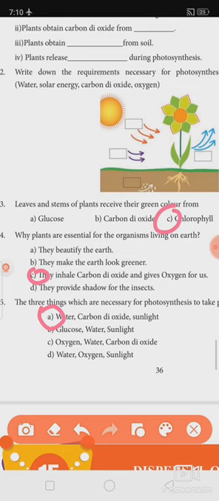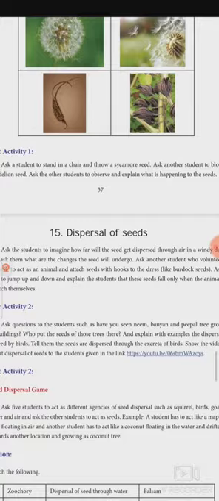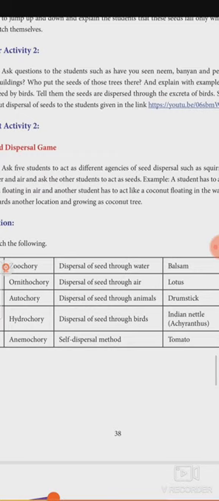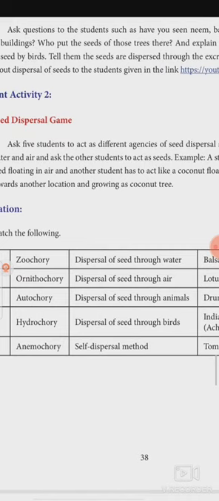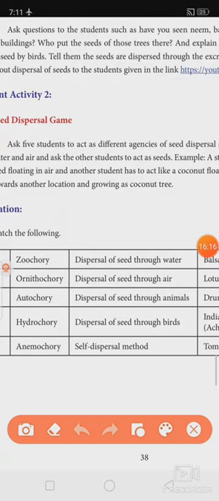Next we have to see the 15th lesson, dispersal of seed. What are the ways the seed is dispersed? That is the lesson. So the first step, they have given the evaluation. Two types. Let's see the answer for the first one. Zoochory means the dispersal of seed through animals. Ornithochory means dispersal of seed through birds. Ornithology is the study of birds, no. So ornithochory is dispersal of seed through birds. Autochory. Auto means by itself, so self dispersal method. Hydrochory. Hydro means water. Dispersal of seed through water. Anemochory. Dispersal of seed through air.